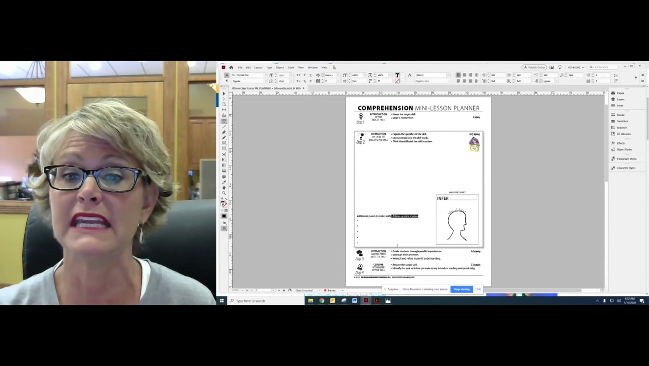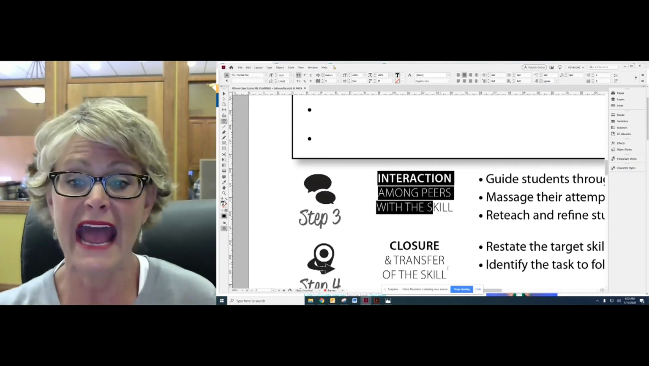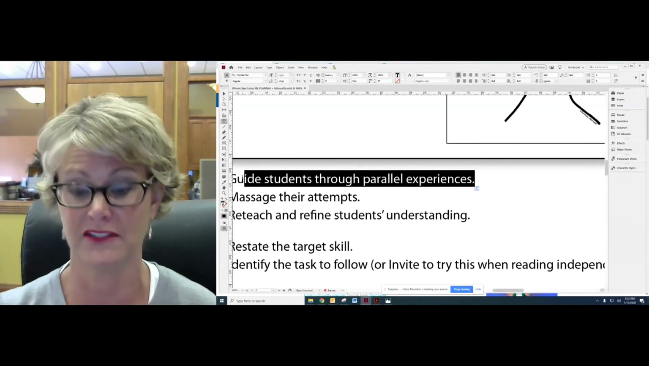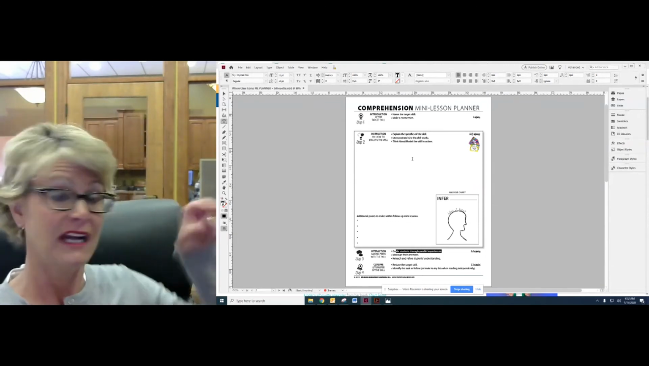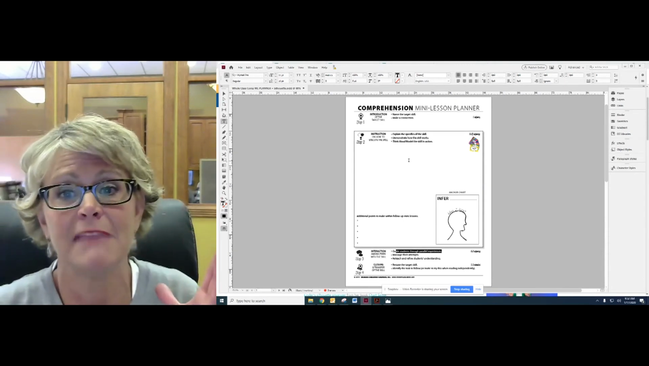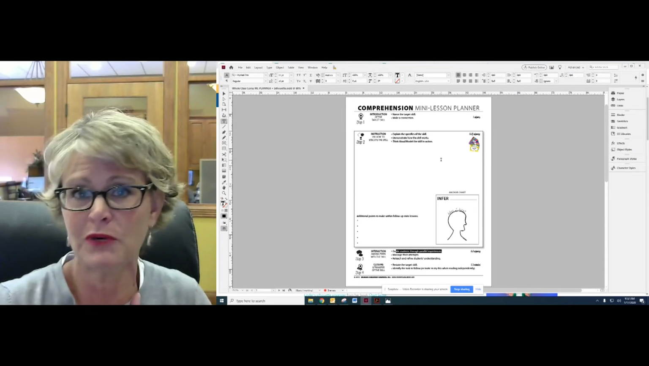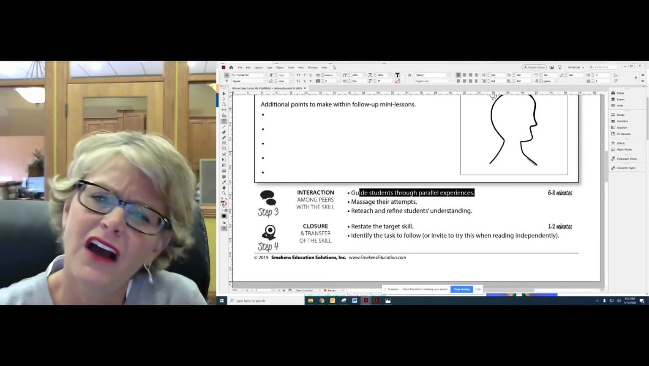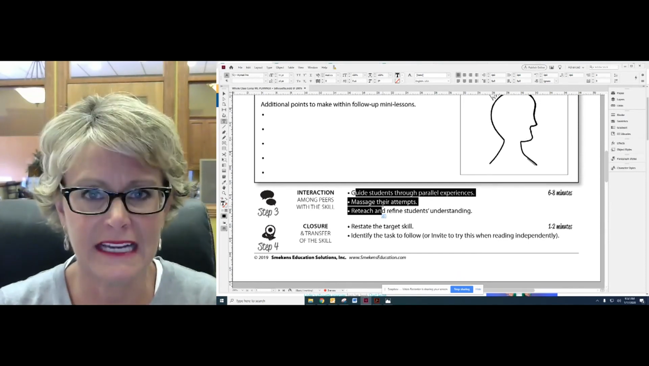And remember, step 3 is we do. Step 3 is the interaction. Now, guide the students through a parallel experience, which means you're going to do the exact same thing with a different excerpt, a different passage, a different page, a different paragraph. You're going to do the exact same thing. So all the key points that I made in step 2, and I did the work, I'm going to say them again. So I don't really need to plan a whole lot for step 3, except the thinking aloud.